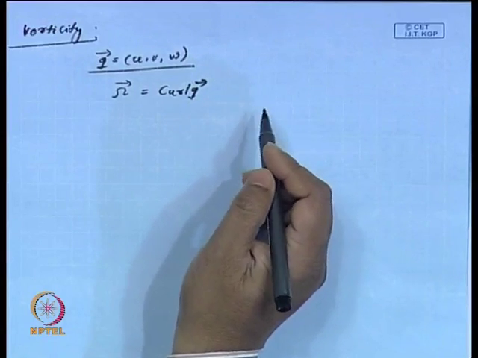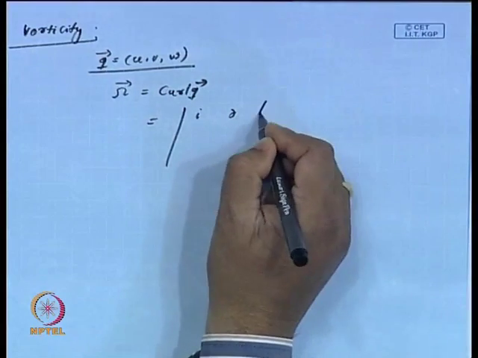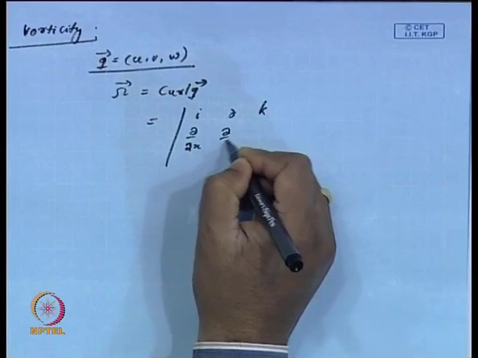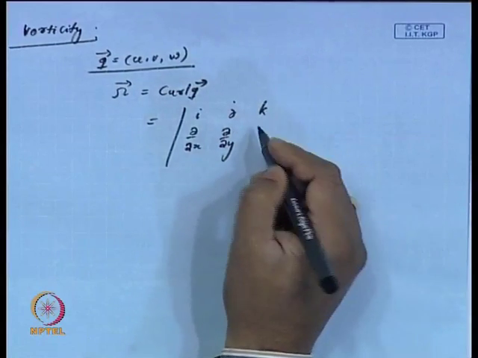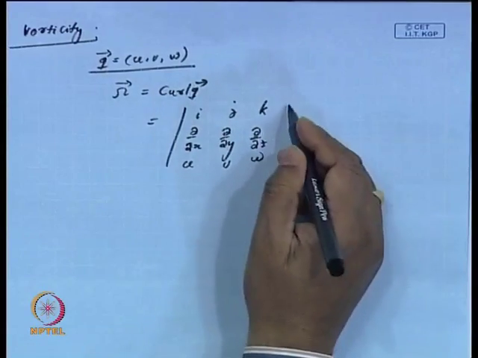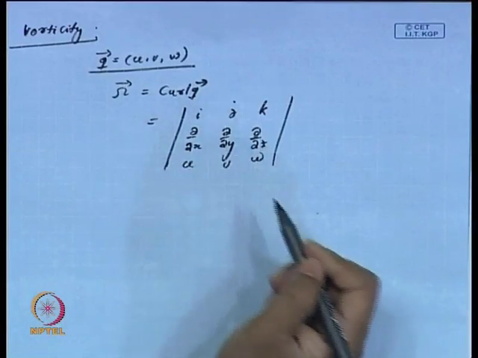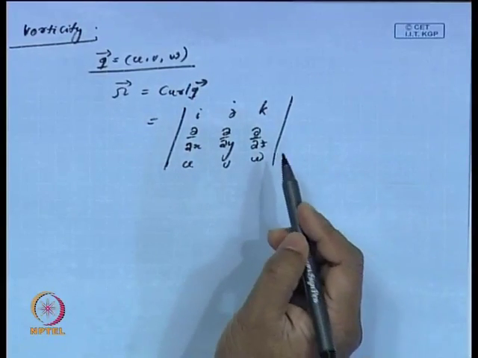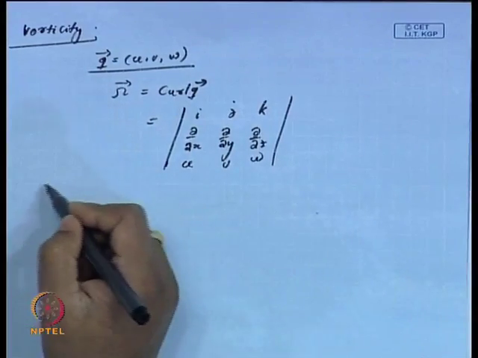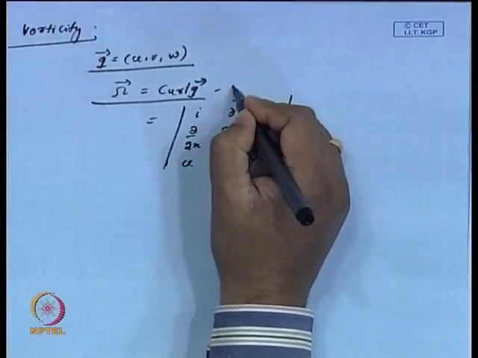And it can also be written as the determinant with i, j, k, then del by del x, del by del y, and del by del z, and u, v, w. This is the curl of q bar. It has three components: one is the i component, one is the j component, one is the k component. This is the vorticity vector.